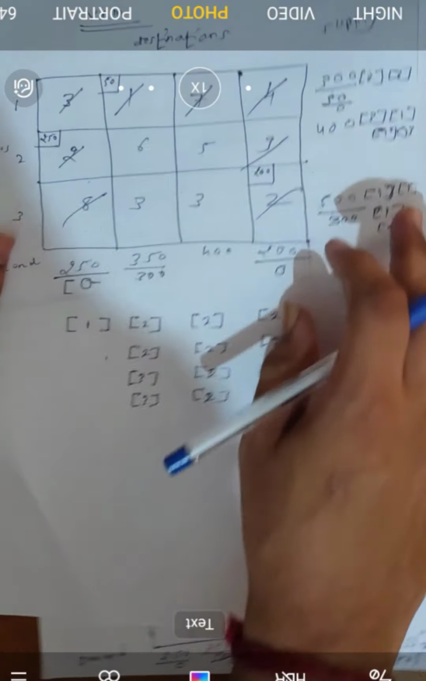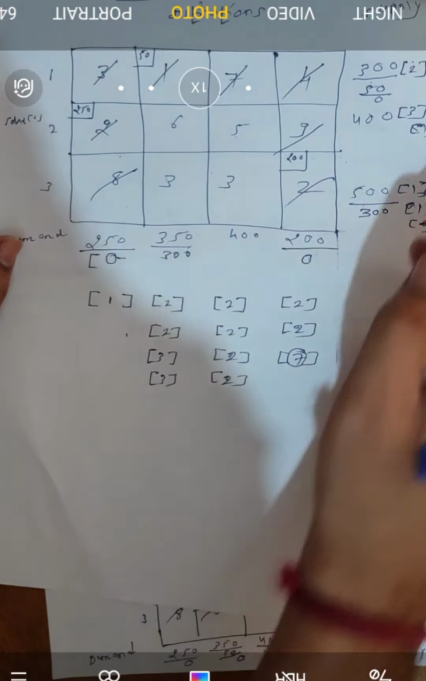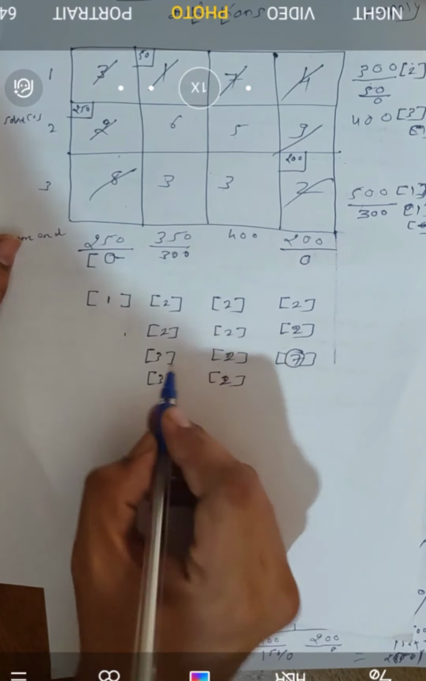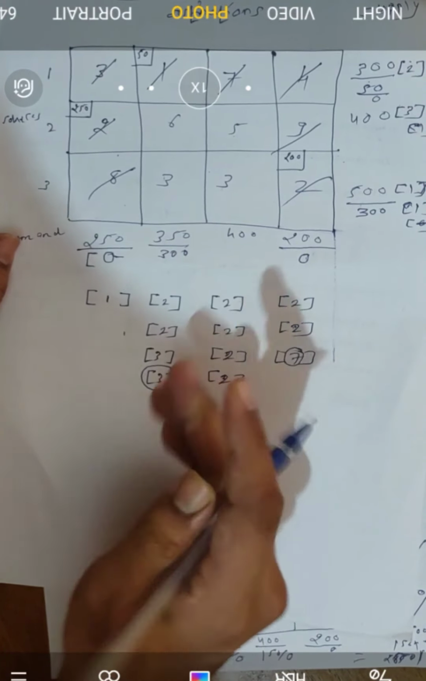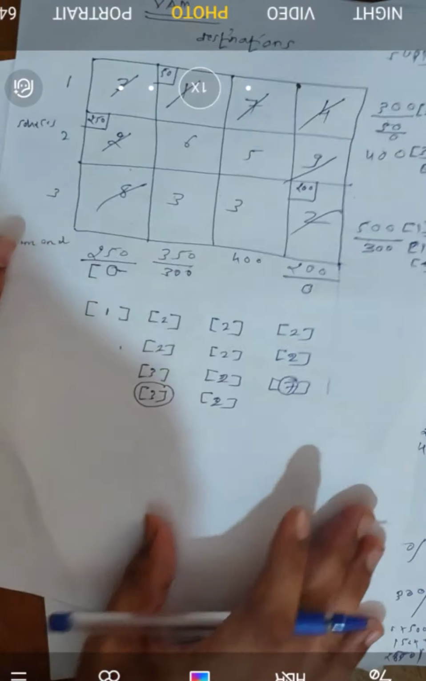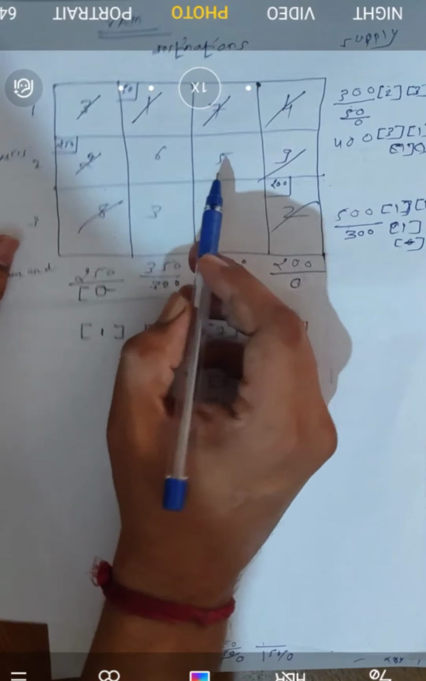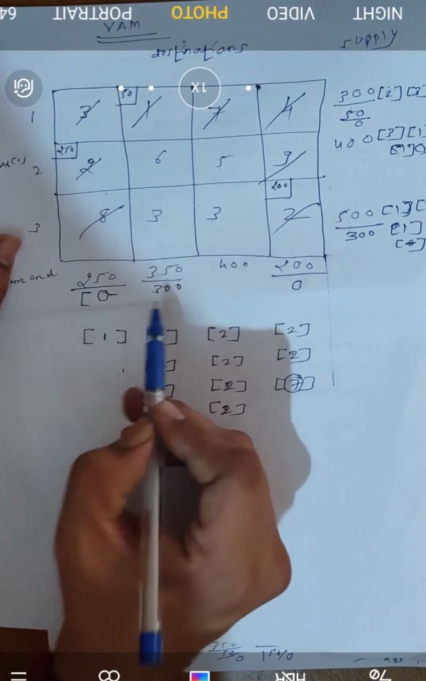So maximum penalty is 3, 2, 1, 0. So out of that 3 is the maximum penalty. So that's why I have to make allocation in second column. So here in second column the least cost is 3. So what is the demand?